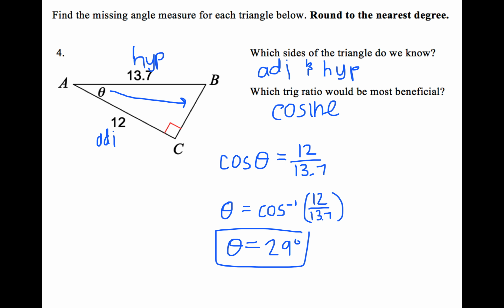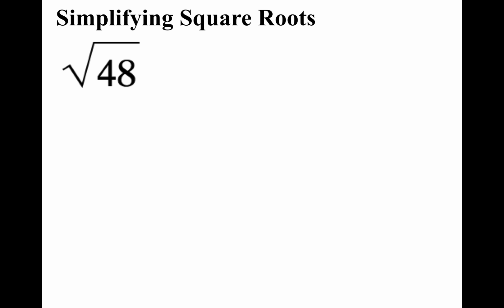The last thing that I want to talk about is dealing with square roots. So this will come up when we're using the Pythagorean theorem a lot. So I want to talk about how to simplify a square root. So square root of 48, what I'm going to do is I am going to make a factor tree of 48. I'm going to say, well, what can I multiply to get me a 48?